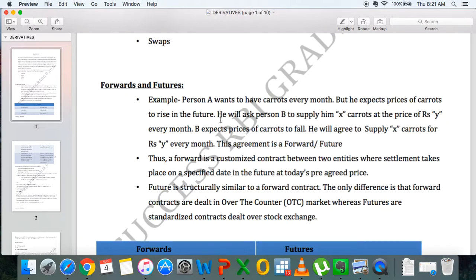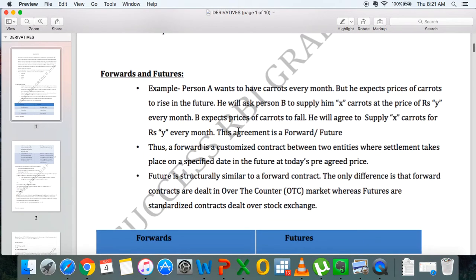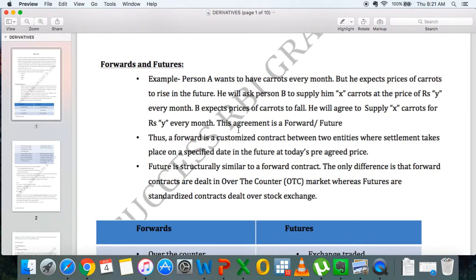What will I do? I will go to person B and say, hey, why don't you supply me X carrots at the price of Y every month? Now, this price Y may be the current price or maybe a little more than the current price. Because if I expect the price of carrots to go up to, say, 20, and Y is 15, and the present price may be 10, so I'm giving him a premium for accepting my offer. But because I'm expecting the price of carrots to increase to 20 from 10, I'm trying to make a profit here.